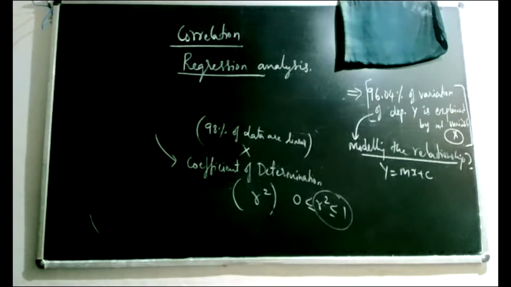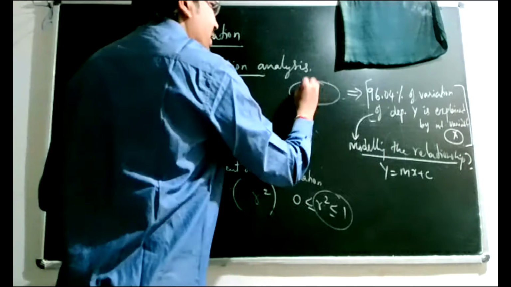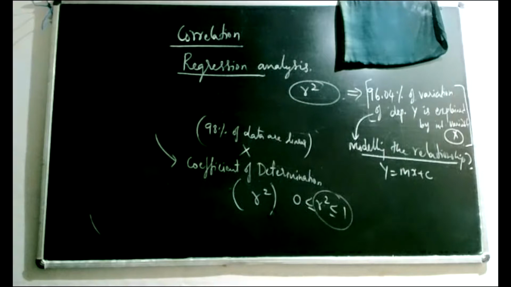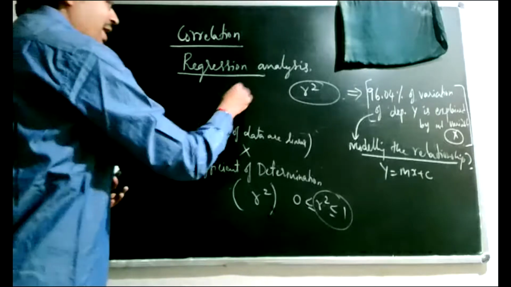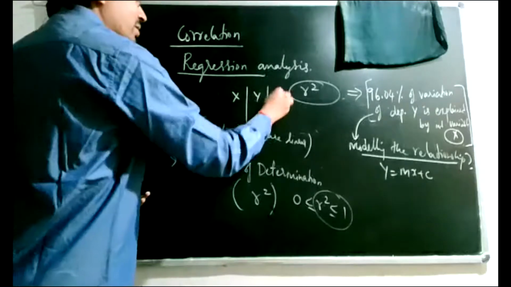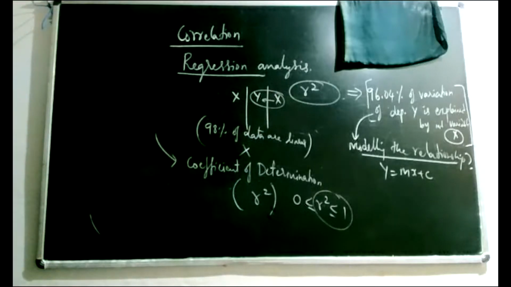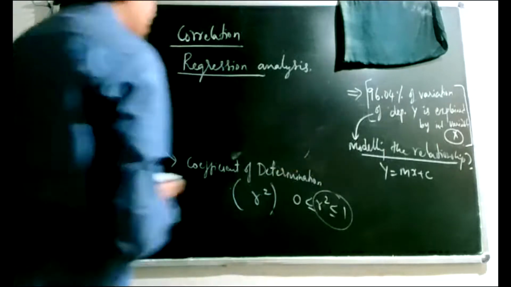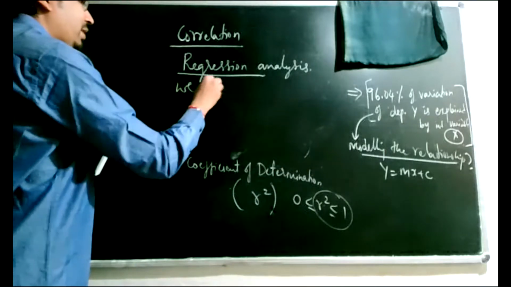But since the correlation is very low, low correlation indicates R squared to be very low. That means much of the variation of Y is not at all given by that X. So you have to select another X which directly influences the value of Y to study the variable Y.